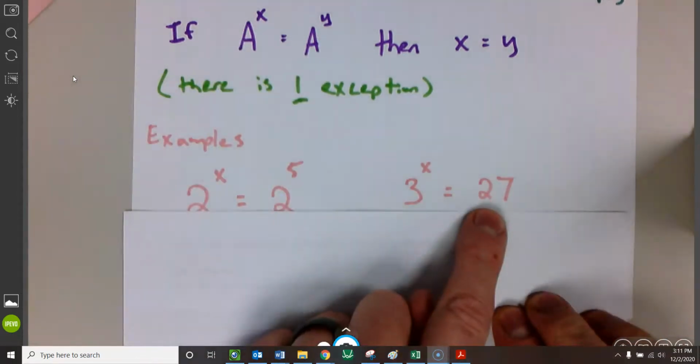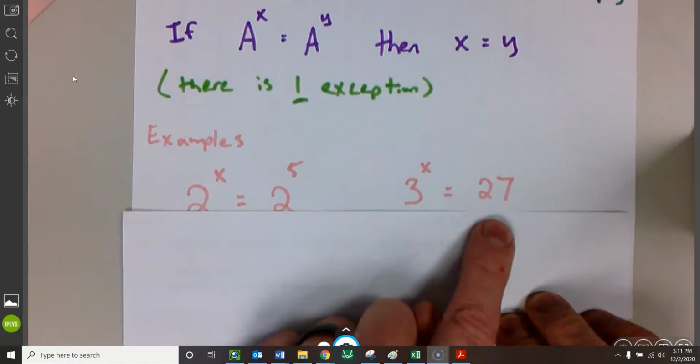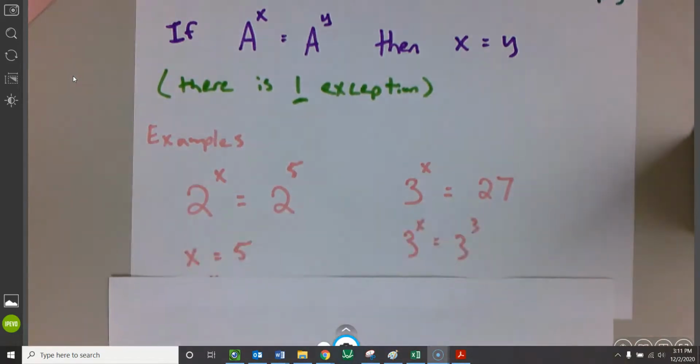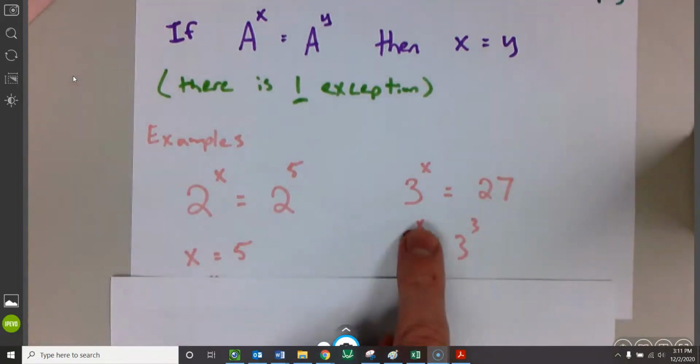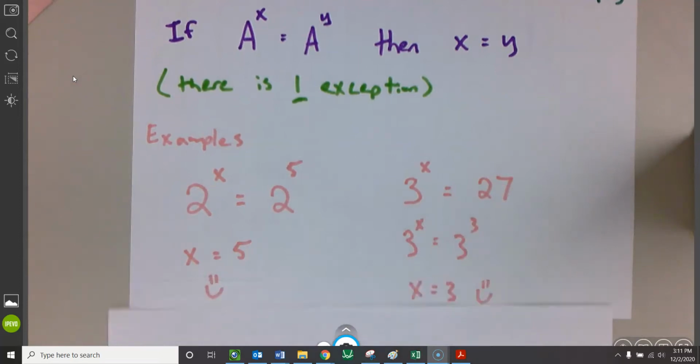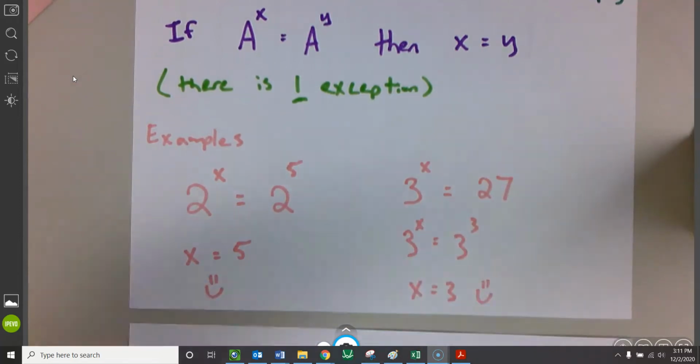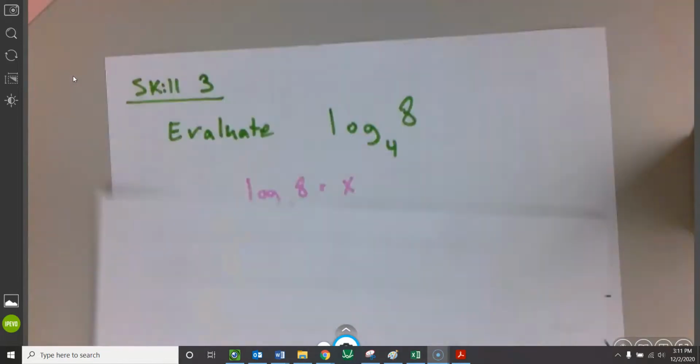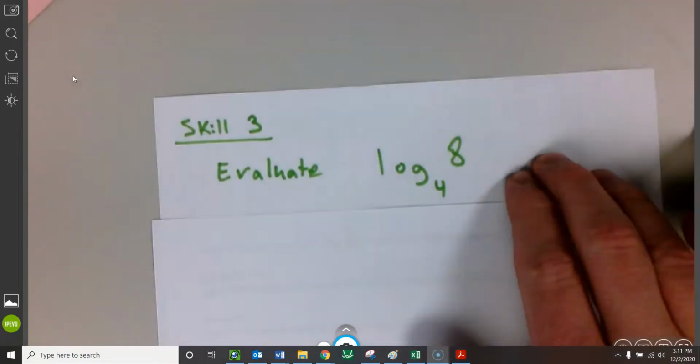Well, it turns out on this one, it's pretty easy. I can rewrite 27 as 3 to the 3rd power, thus giving them matching boxes. So then I can say, oh, okay, they have the same box, their contents must be the same. X has to equal 3 in that variation. Okay, let's try this one.